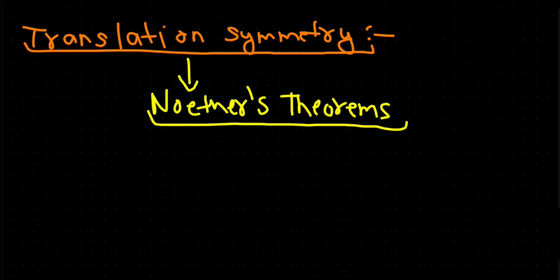The topic of this video is to understand translation symmetry and to prove that if there is a translation symmetry, there is a conservation of momentum. We are going to discuss it especially in quantum mechanics. The conservation laws in classical mechanics are also the same, but the proof that we are going to do in quantum mechanics is quite different.